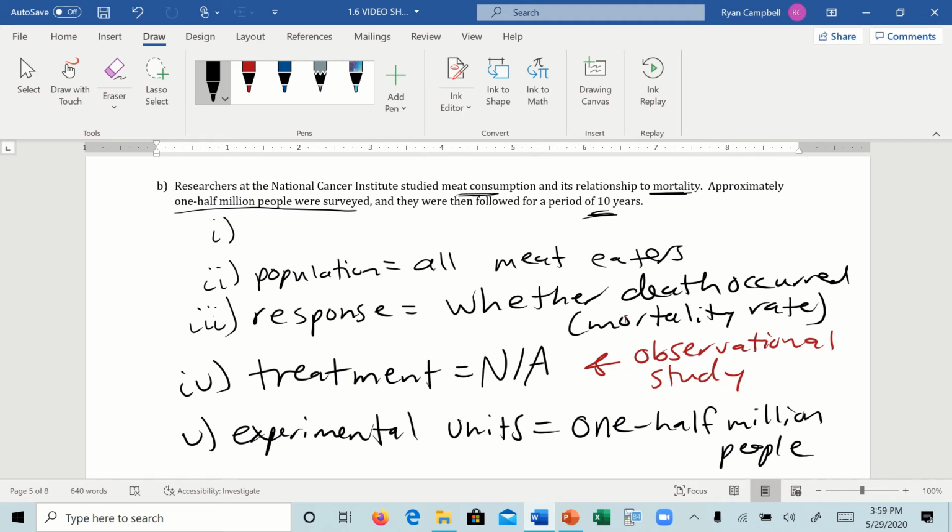And then lastly, all right, so what type of design is this? What type of experiment or observational study is this? So, because it's an observational study, we're looking at people, and then we're following them over a period of 10 years. So that sounds like a future one, right? Future study. So that would be the cohort study.